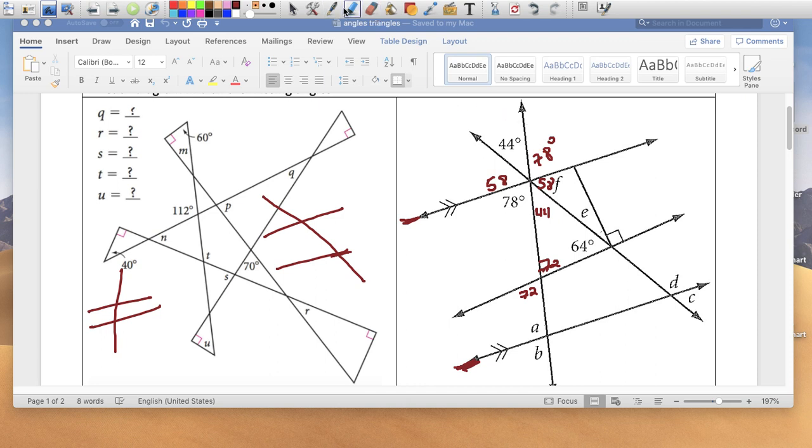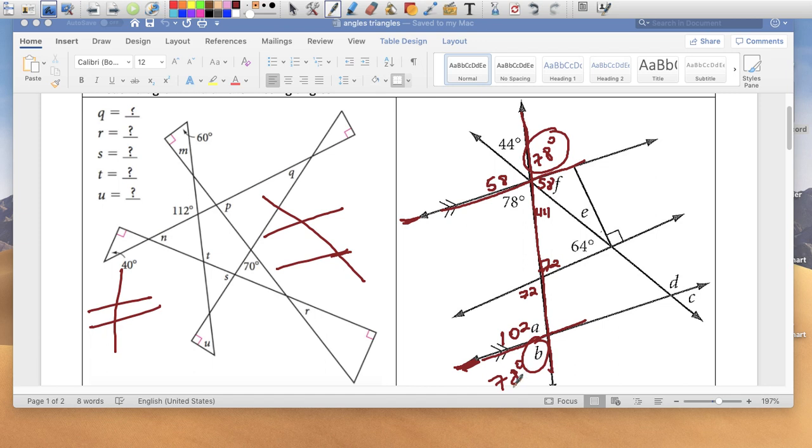So if I focus on this transversal right now, and this line right here, which I've made in red, how would you relate 78 and B? Aren't they alternate exterior? Which means this is 78, right? And if that's 78, A is going to be its supplement, because that's going to be 102.